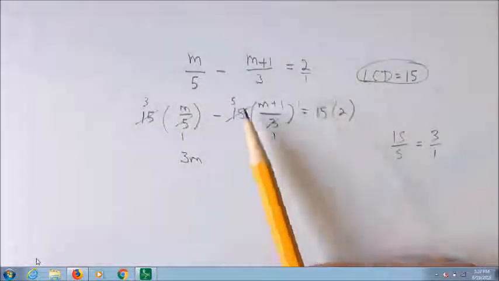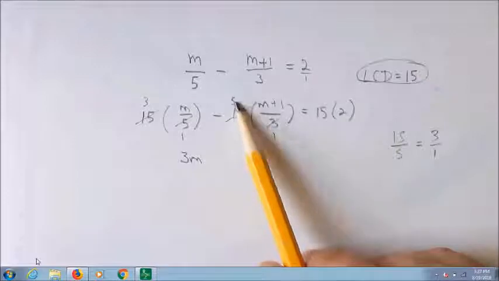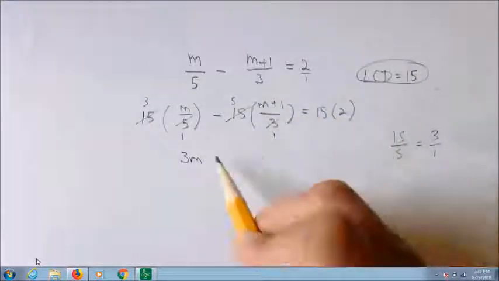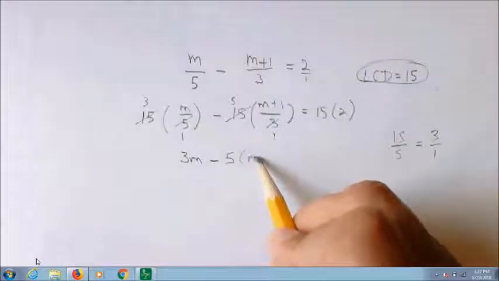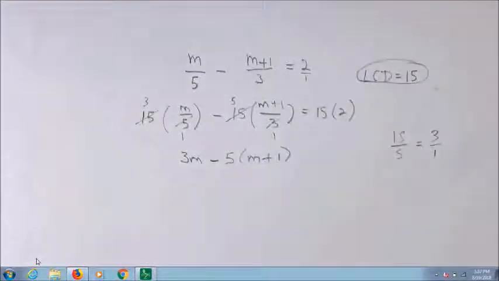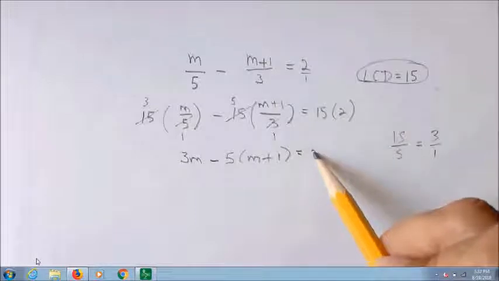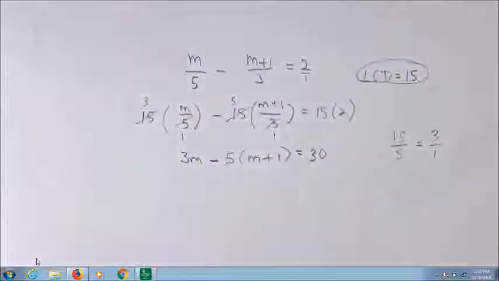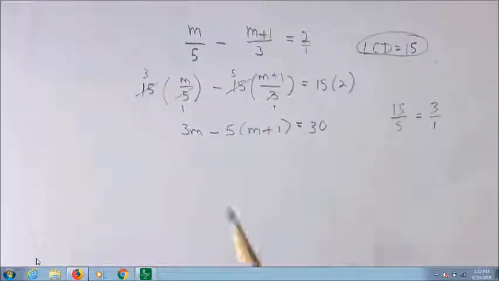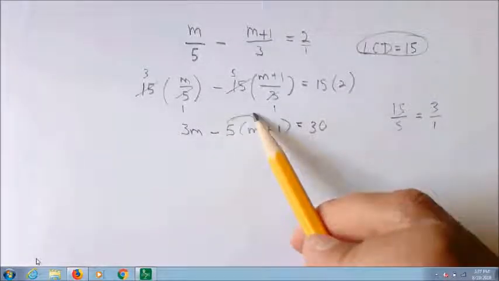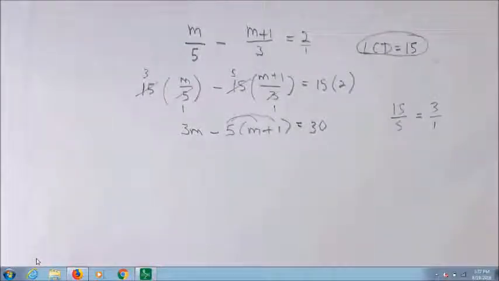Now, minus 5 times m plus 1. Okay, I would recommend don't even try to do that in your head. Just write it out. We can always take care of it in the next step. 15 times 2, you can use a calculator if you need it, or if you know, it's 30. Okay, and now it's a matter of expanding this. So using that distributive property to expand, multiply that negative 5 by both of those terms in the bracket.